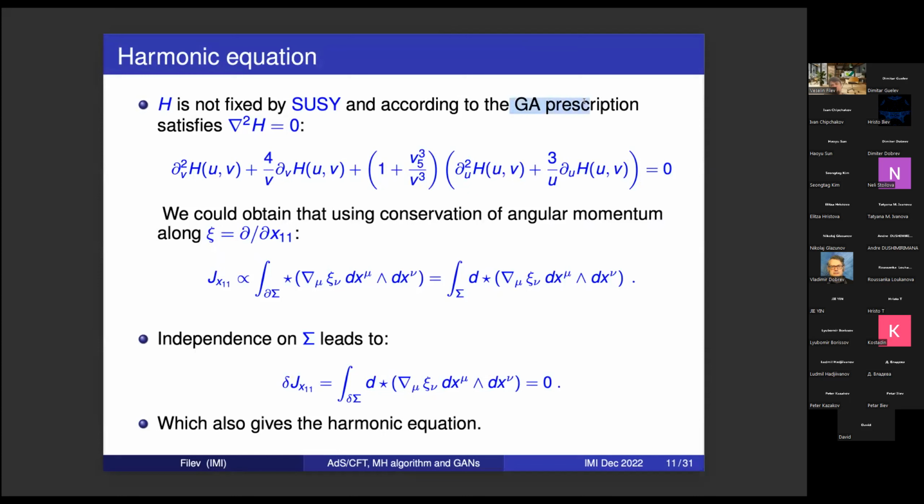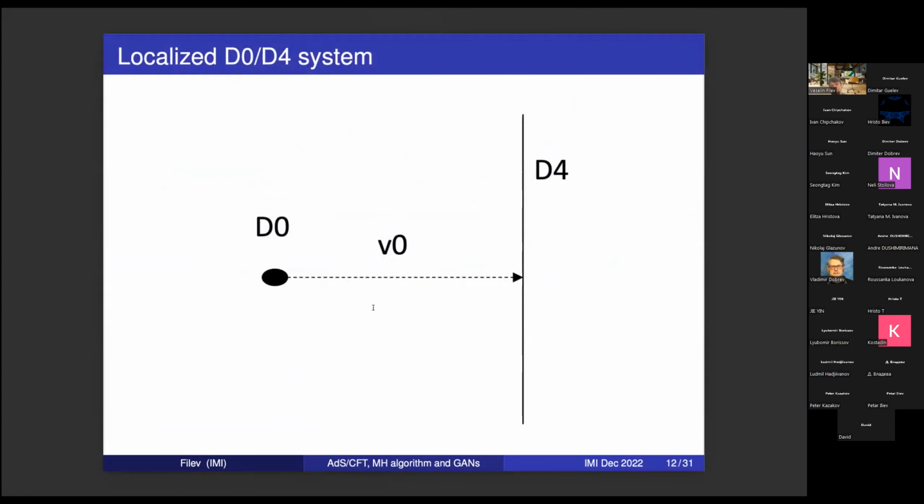Actually, sorry, this is from the GV prescription. And you can get it from Einstein equations in 10 dimensions, and you can also get it as an angular momentum conservation condition in 11 dimensions. And now the idea is to look at the localized solution, which is the following. You have the D0 branes and you have the D4 branes separated from them at some distance in the transverse R5. So this is a 5-dimensional Euclidean space, which we imagine here, and this is the radial coordinate in it.